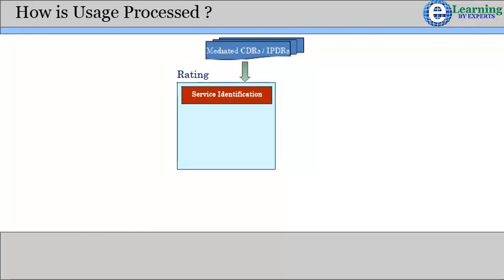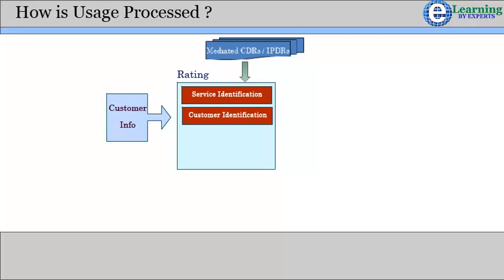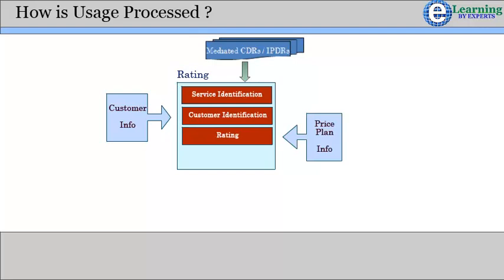Service identification, identifies the service used for which the CDR has been produced. Customer identification, identifies the customer who has used the service. Rating, it charges the call or usage depending on the price or rate plan. Accumulation, accumulates the usage by type. This is the summation of the charges made of the same category, like summation of all SMS charges.